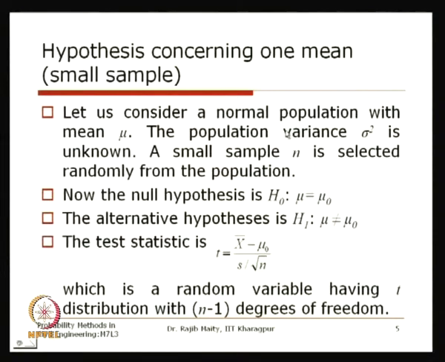So, let us consider a normal population with mean mu. The population variance sigma square is unknown. A small sample n is selected randomly from this population. So far we were discussing the case where the sample is large; now we are discussing the case where the sample is small, and as I was saying, if the sample size is less than 30, we consider it a small sample.